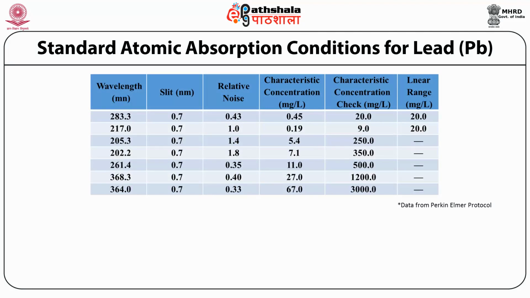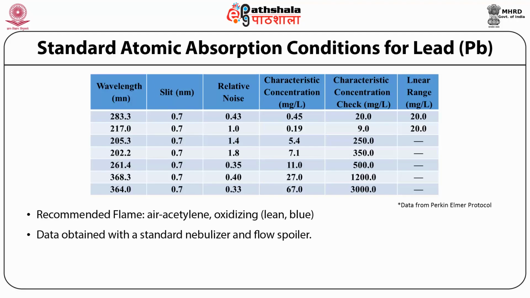Lead can be identified or determined at a number of wavelengths starting from 283 through 364.0 nanometers with a cell of 0.7 nanometers. The relative noise levels are from 0.4 to 1.8, characteristic concentration of 0.4 to 67.0 milligram per liter, and characteristic concentration check of 0 to 3000 milligrams per liter with a linear range of 20 milligrams per liter. The recommended flame is air acetylene oxidizing.